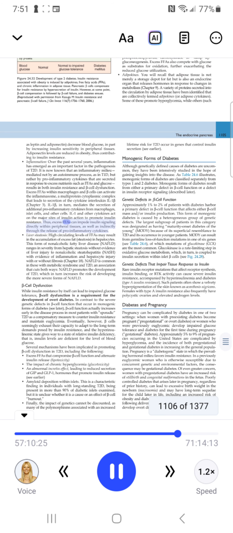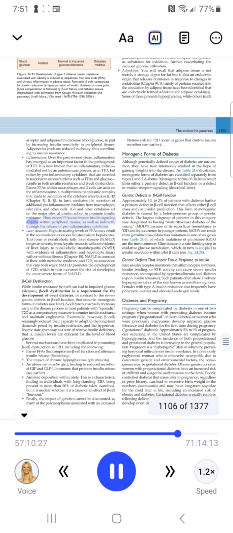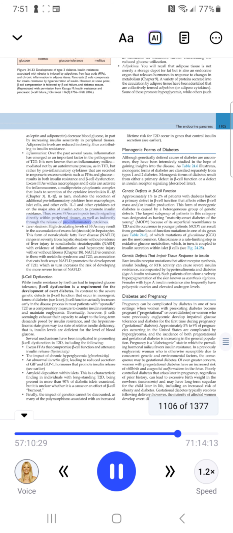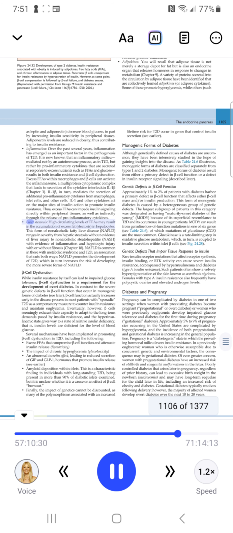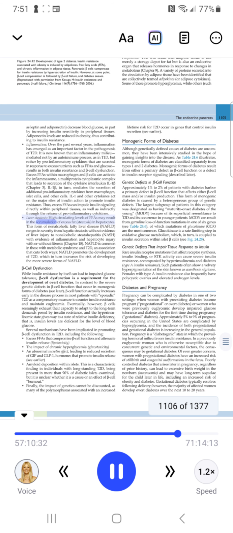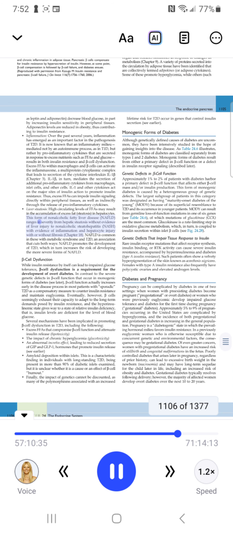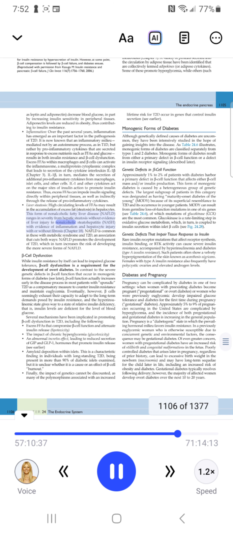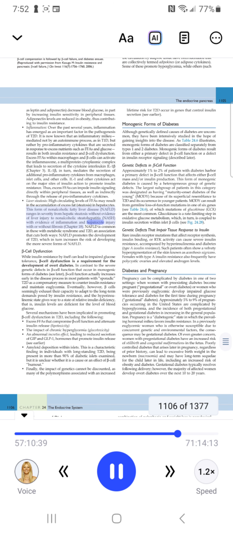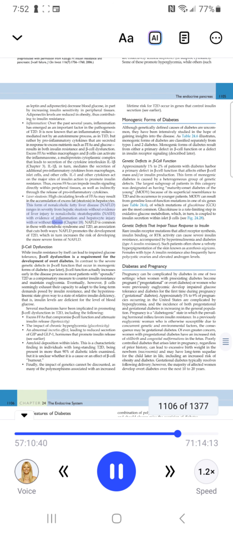Thus, excess FFAs can impede insulin signaling directly within peripheral tissues, as well as indirectly through the release of pro-inflammatory cytokines. Liver steatosis. High circulating levels of FFAs may result in the accumulation of excess fat (steatosis) in hepatocytes. This form of non-alcoholic fatty liver disease, NAFLD, ranges in severity from hepatic steatosis, without evidence of liver injury, to non-alcoholic steatohepatitis, NASH, with evidence of inflammation and hepatocyte injury with or without fibrosis.